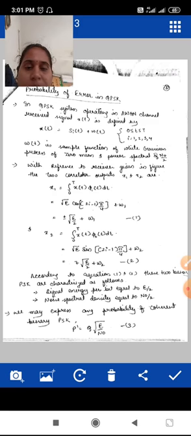And the noise spectral density is equal to N0 by 2. It is the spectral density of the additive white Gaussian noise. So now we can express the probability of error of coherent binary PSK. We have already seen that the probability of error of coherent binary PSK is Q of root of 2 Eb by N0.